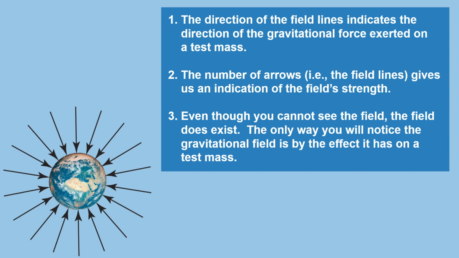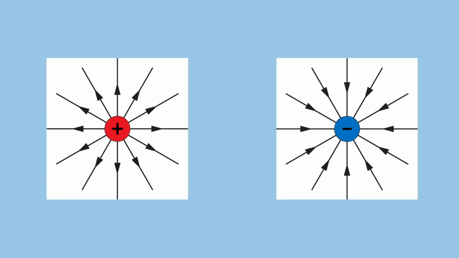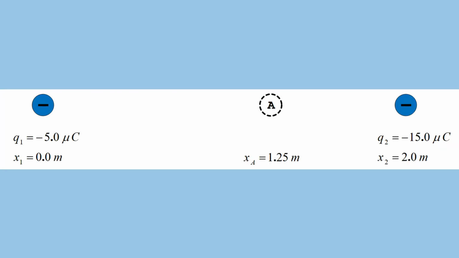The above concepts also apply to electric fields with some modifications involving how we represent the direction of the field lines based on the sign of the charge. Electric field lines always point out from a positive charge and always point in towards a negative charge. Now, let us turn our attention to the calculation of electric fields created by charged objects.